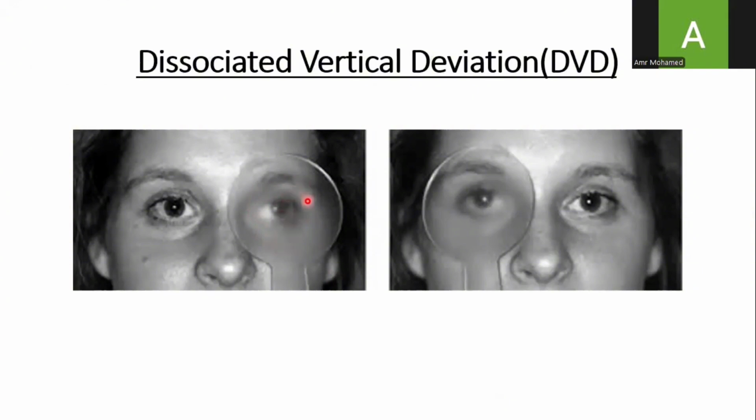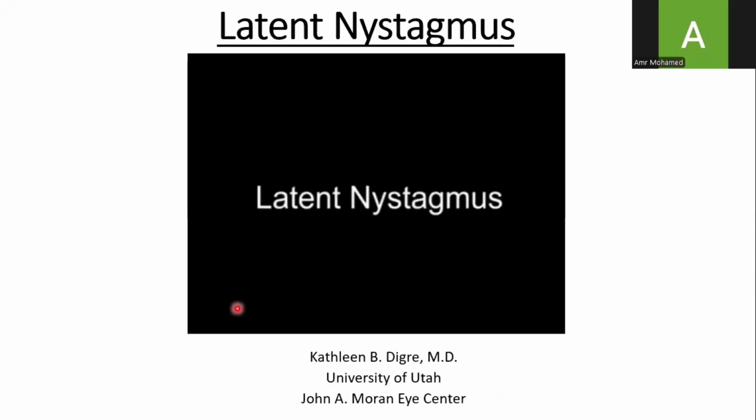So DVD has three components: hyperdeviation, exodeviation, with extorsion. That will happen when we are doing prolonged occlusion for one of the eyes. Usually occlusion here you need to do for a few seconds, so you will be able to elicit that dissociated vertical deviation. Coming here to the latent nystagmus.